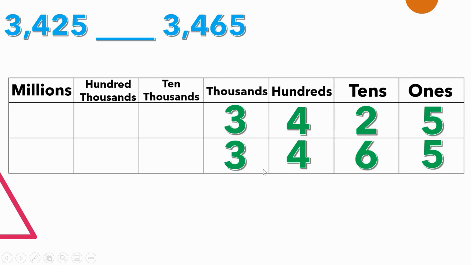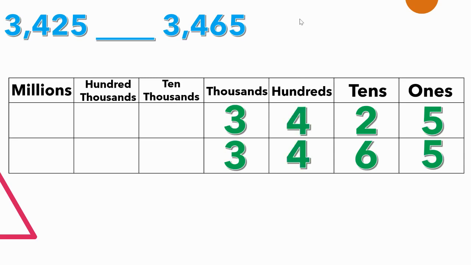When comparing place values and numbers, we always start with the biggest place value. In both these numbers, that is the thousands place. So we're going to start by comparing the thousands. In both these numbers, the 3 is in the thousands place. Since the same digit is in both numbers, we can move on to the hundreds place. In the hundreds place, we have a 4 in the first number and the second number. So far these numbers are equal to each other.